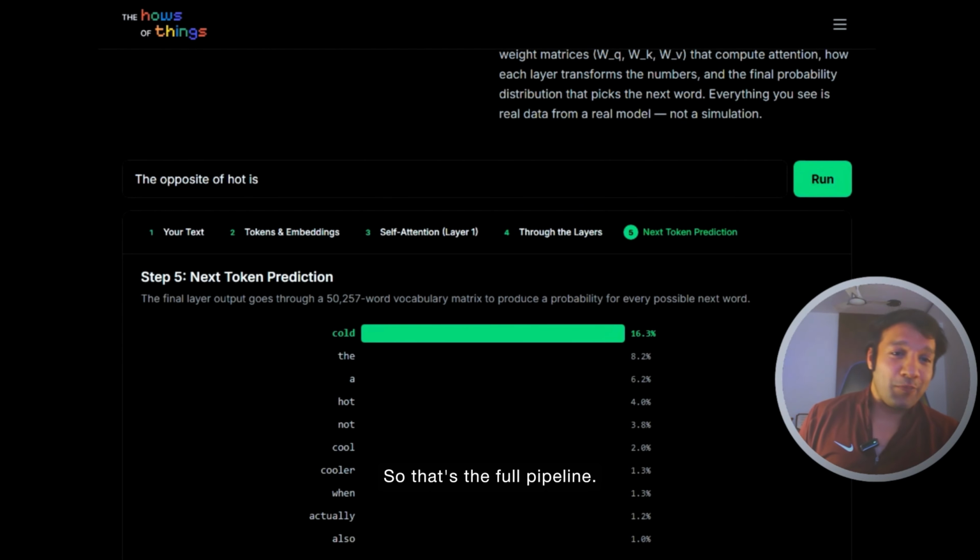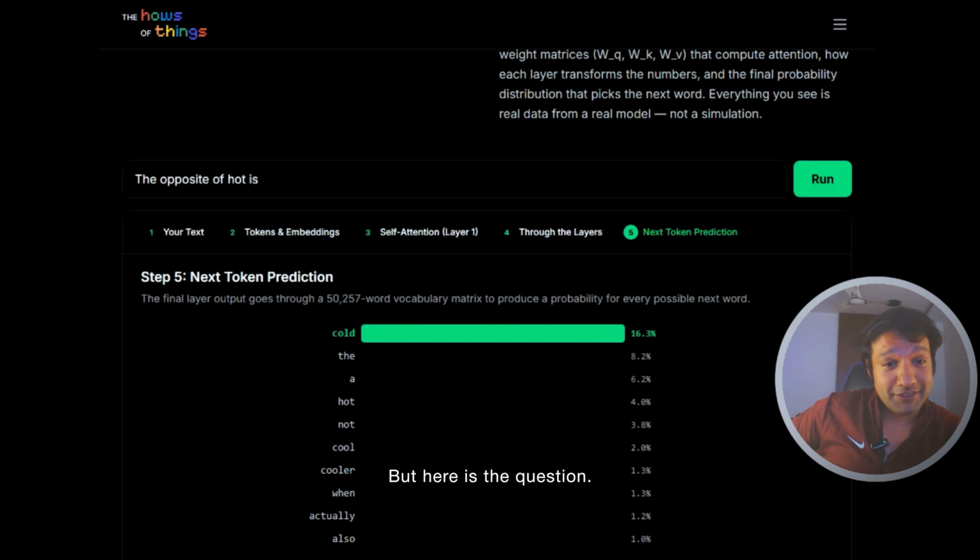So that's the full pipeline. Text becomes tokens, tokens become 768 number embeddings. Those embeddings get multiplied by learned weight matrices to produce queries, keys, and values. Attention scores decide which tokens matter to which. 12 layers refine the result and out comes a probability for every possible next word. All of this happens hundreds of times per response in seconds.